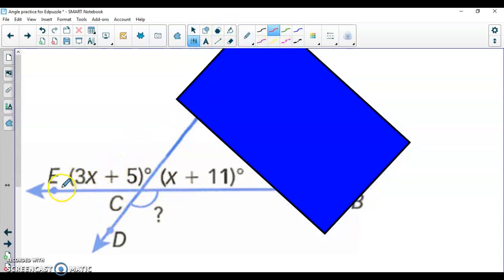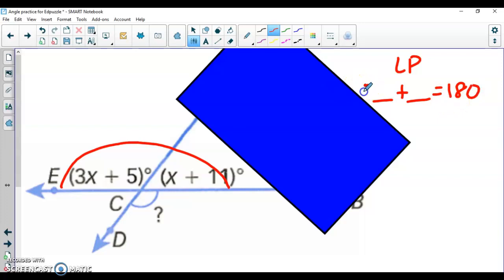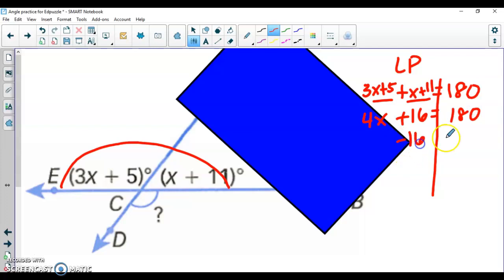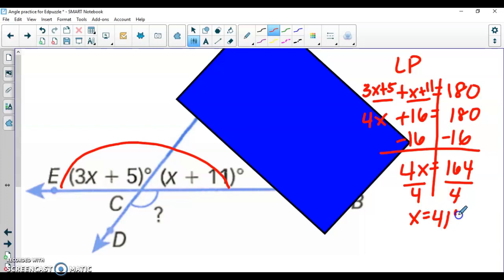And looking at these two angles together, these two form a line. So they're a linear pair. So if they're a linear pair, that tells me blank plus blank equals 180. So I have 3x plus 5 plus x plus 11. I'm going to combine my like terms. 3x plus x is 4x. Plus 5 and plus 11 is plus 16 equals 180. So I'm going to subtract my 16 on both sides, and I'm going to get 4x equals 164. And if I divide through by 4, I'm going to get x is 41 degrees.